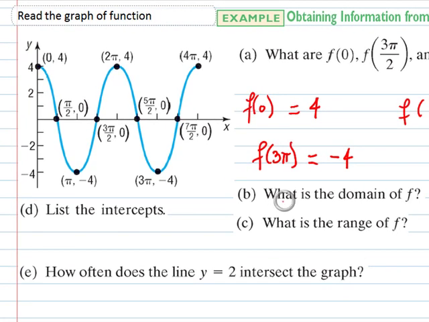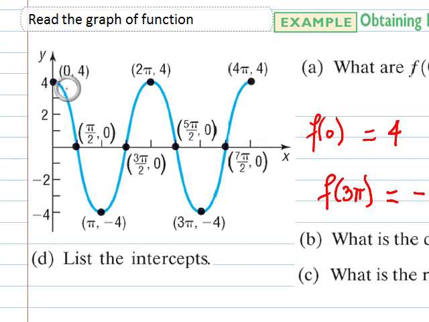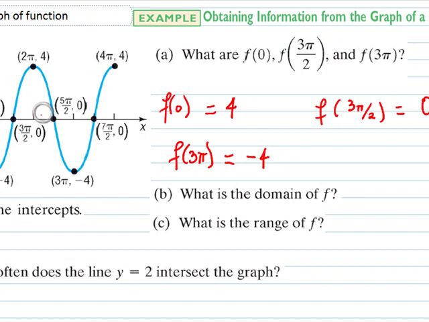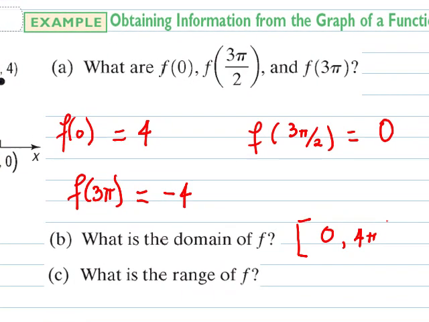Part B, we're looking for the domain of f. Remember, the domain means the set of x values. So to read the graph, start here and end right here. The dot means that we include the point 0, 4. Right here we include the point 4 pi, 4. So the domain means I read the x values only. Our graph starts at x equal to 0 and ends at x equal to 4 pi. Because we have a dot here, it means we include the point, so we have brackets.